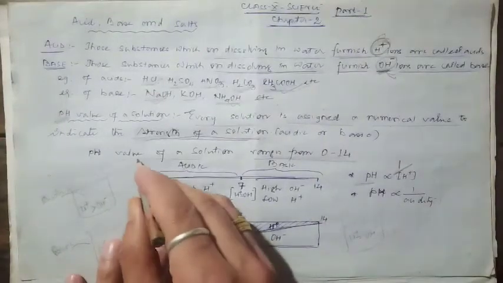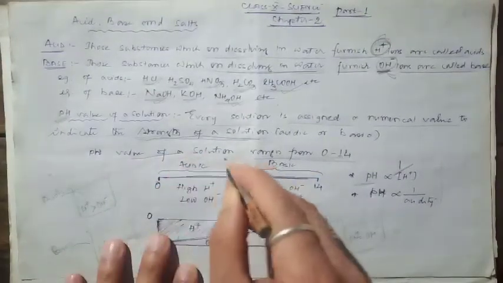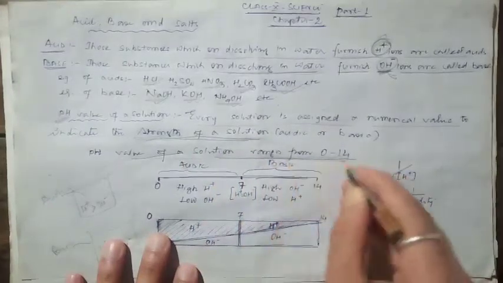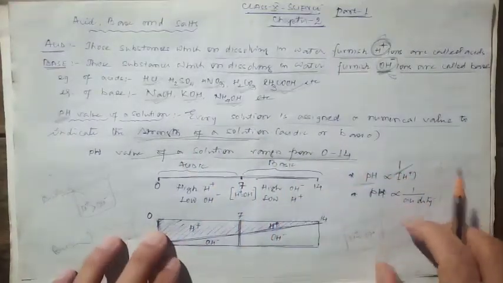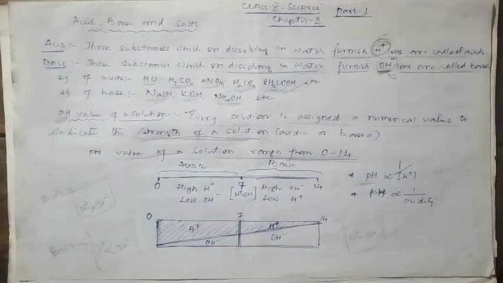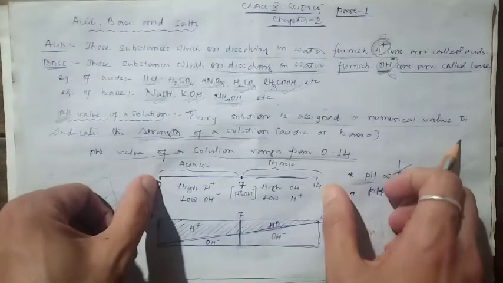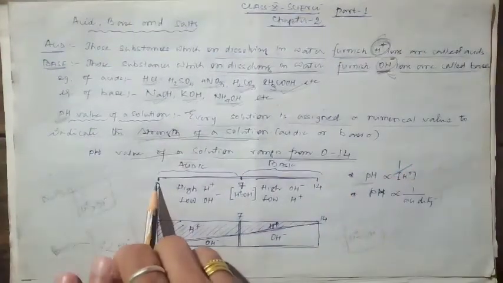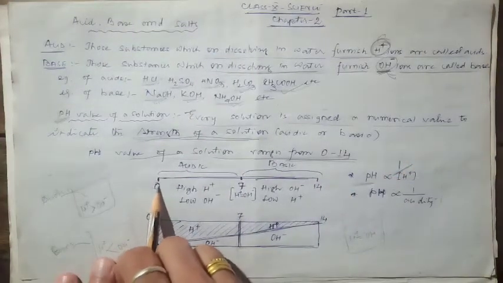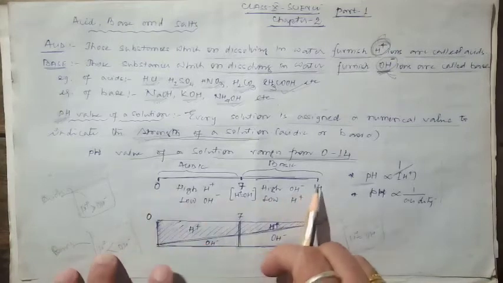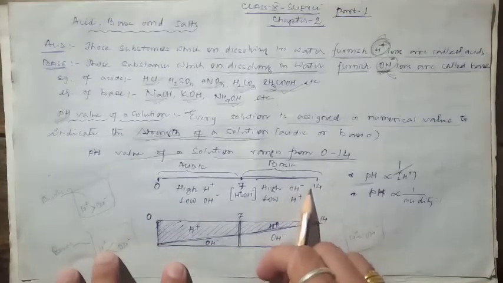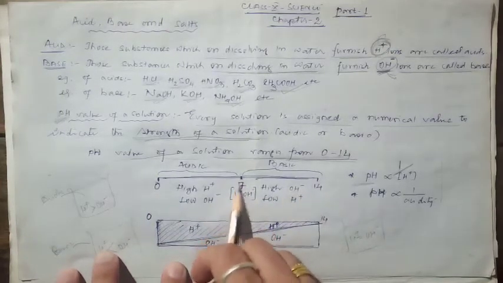Students, the pH value of a solution ranges from 0 to 14. That means every solution can be given a pH value from 0 to 14. Here we have a scale to understand the pH value. At this end of the scale we have 0. This is pH value 0, and at the other end of the scale we have pH value 14, and in the middle the pH value 7.